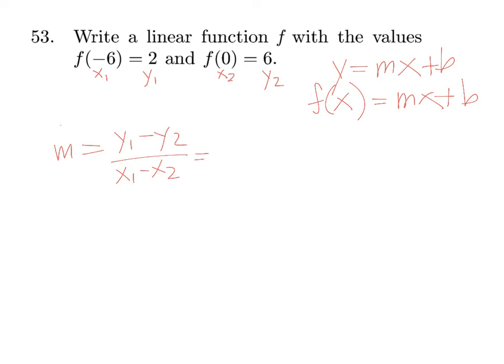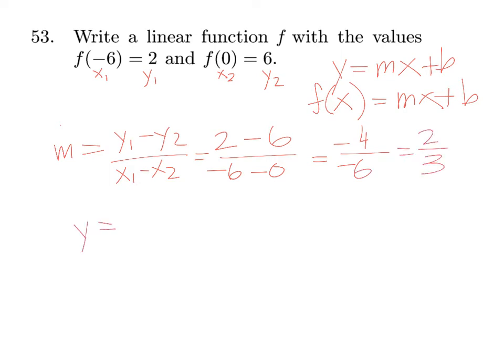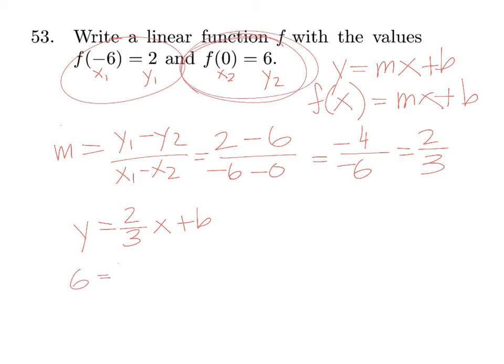y1 is 2 minus y2, which is 6, over x1, which is -6, minus x2, which is 0. All right, so I have y equals 2/3 x plus b. Now to figure out b, I use either point. Once again, I have 0 here, I'll use that one. So I have 6 equals 2/3 times 0 plus b. That's gone, b equals 6.